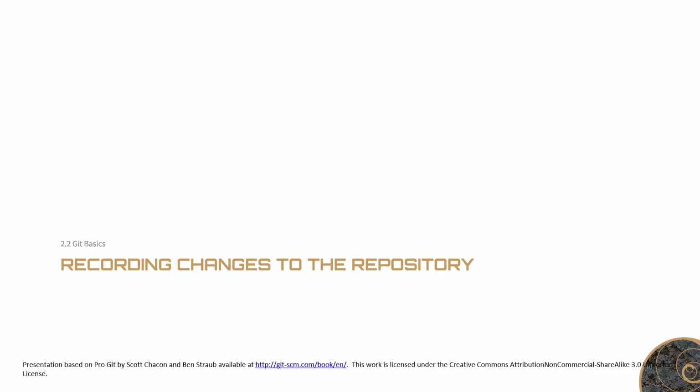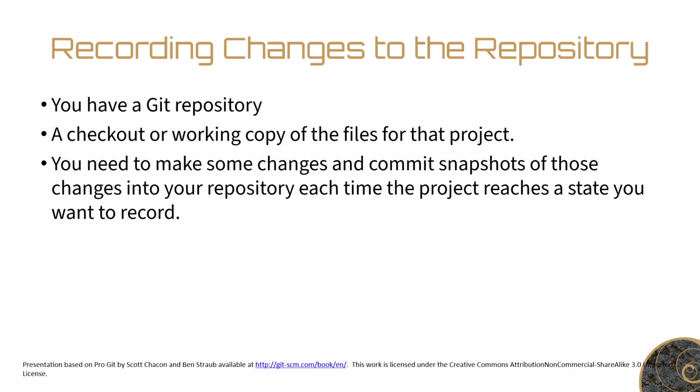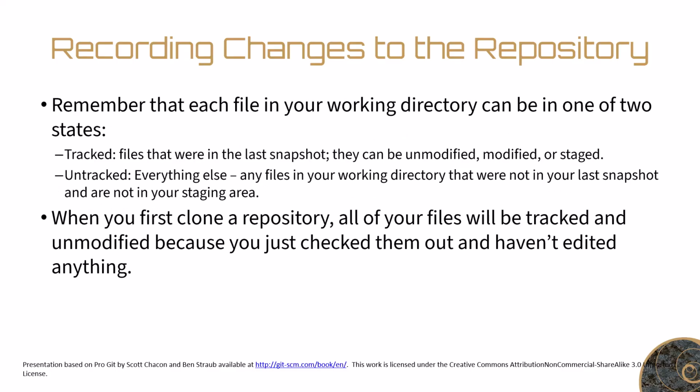So now we've got the repo on our machine. The next step is making changes and recording those changes to the repository. So we have a Git repo. We've checked it out. We have a working copy on our machine. What we're going to do next is make some changes to that directory and then record some snapshots of those changes in Git. Remember that each file in our working directory can be in one of two states. It can be either tracked or untracked. When we start off, all of our files will be tracked and unmodified because we just checked them out.